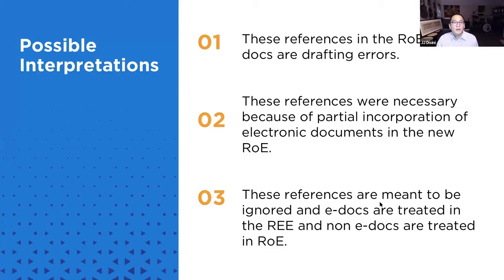Okay. So I was thinking about this, and I wish I could tell you that there was an easy answer to this. I ended up thinking that there are three possible interpretations you could take. The first is that the references in the rules on evidence to electronic documents are drafting errors. Perhaps in the course of transposing definitions from the rules on electronic evidence to the rules on evidence, words like computer and electronic were ported in. If they wanted to keep a clear delineation, they should have dropped those, so that if the electronic form is going to be used, you refer to the rules on electronic evidence. So that's one way of looking at it. It could be a drafting error.